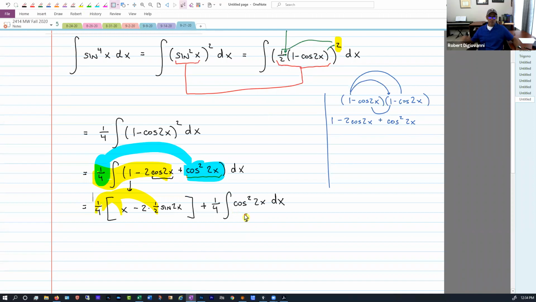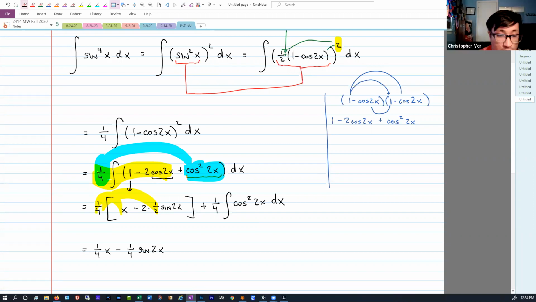We have cosine squared. Is it a trig integral? Yes. What's the power that you see on that trig function? Even or odd? Even. Even, okay. And what do we do when we see even powers?